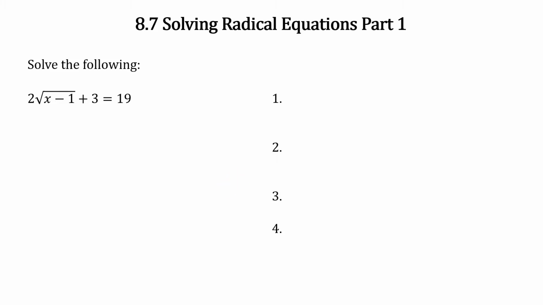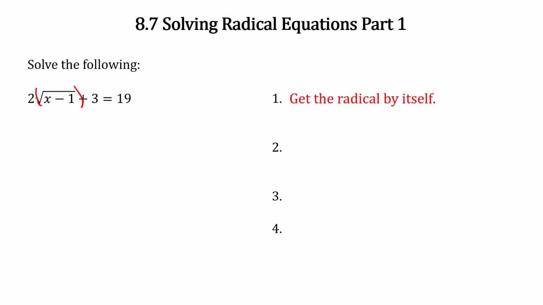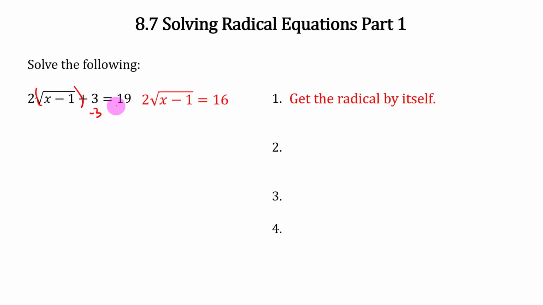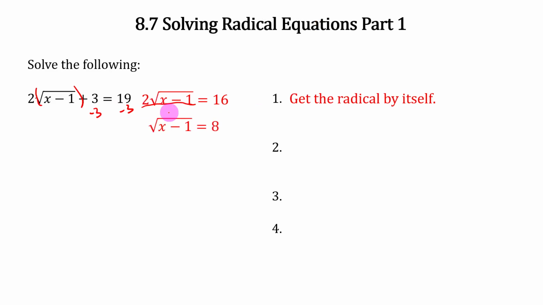Okay, so we're going to talk about solving radical equations. What we're going to try to do here first is get the radical by itself. So I'm going to subtract 3, minus 3, gives us 16. Now I want to get rid of the 2, so I'm going to divide both sides by 2. Divide this by 2, then this by 2.